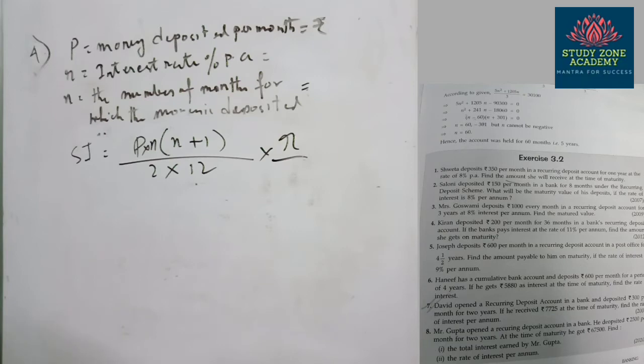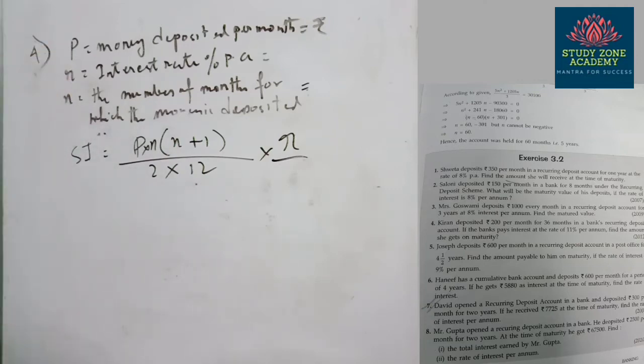Let me read out the question. Kiran deposited rupees 200 per month for 36 months in a bank's recurring deposit account. If the bank pays interest at a rate of 11% per annum, find the amount she gets on maturity. Same sum. I'm leaving this for you guys. You have become quite accustomed with this, so I don't think you will have any problem solving this sum.